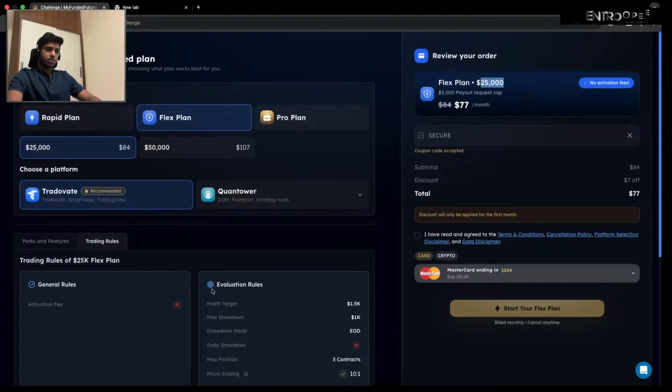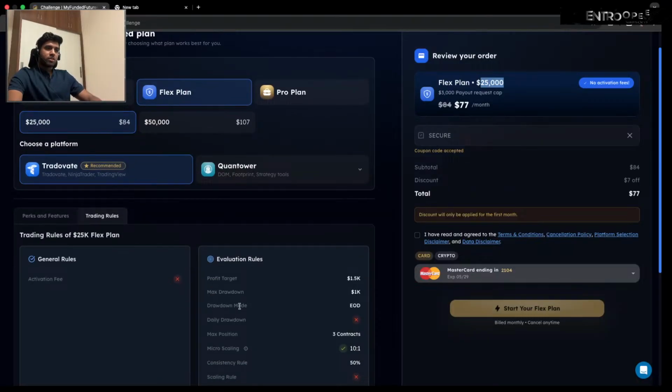So that's your target. Now the drawdown mode is end of day. That is, at the end of every day, your drawdown will be calculated. So if you hit 24,400 during the day and you stop trading for that day, next day your drawdown will start at 24.4. This mode is important. I'll tell you why a bit later.